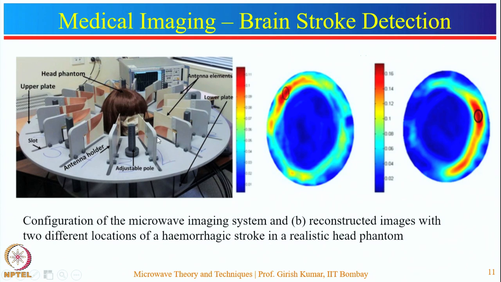Now for the measurement, a hemorrhagic stroke affected brain head phantom is taken and a set of measurements are taken to collect the data. Here the data is collected in terms of reflection coefficient in S parameters, and then by using post processing algorithms an image is created. So, this is the image created after post processing. It indicates the two locations of brain stroke. So, in this way, with the help of this platform, one can locate the brain stroke in a head phantom with the help of microwave imaging.